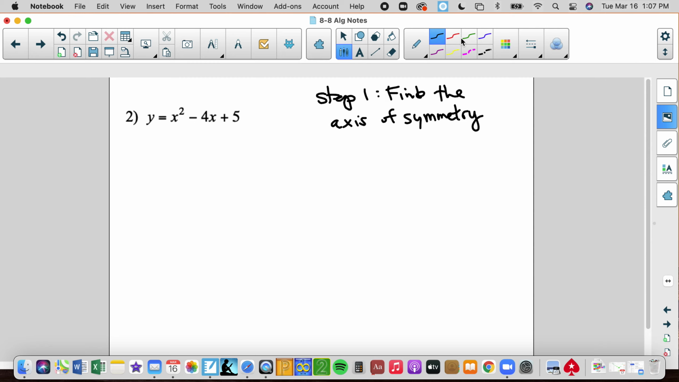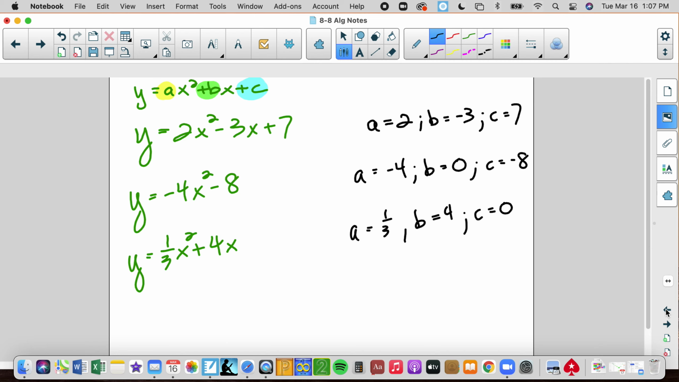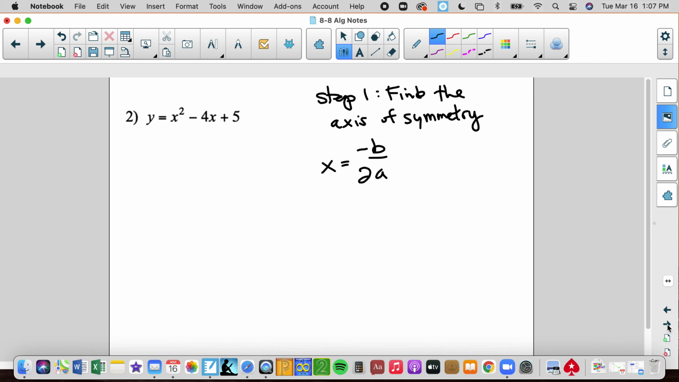That's where the graph has the mirroring capability. And there's an equation that you're going to have to use, and it is x equals the opposite of b over 2a. And that's where we're going to use those a, b, and c values. So in this case, this is the opposite of my b value. My b value is -4 over 2 times a. A is 1. So I get 4 over 2, or 2. That is my axis of symmetry: x equals 2.